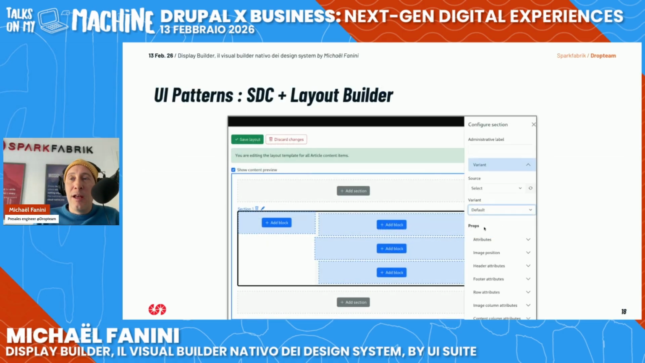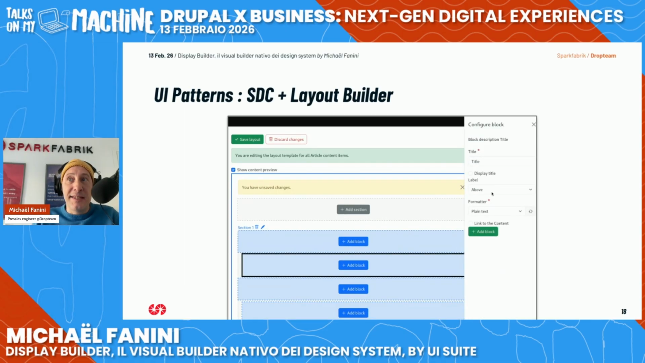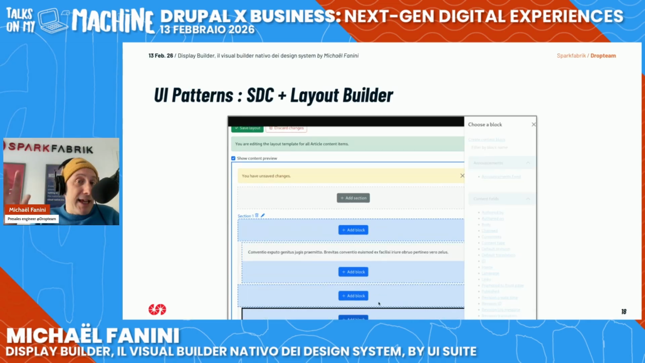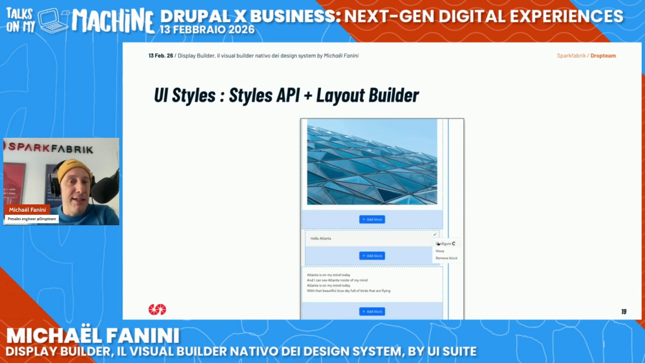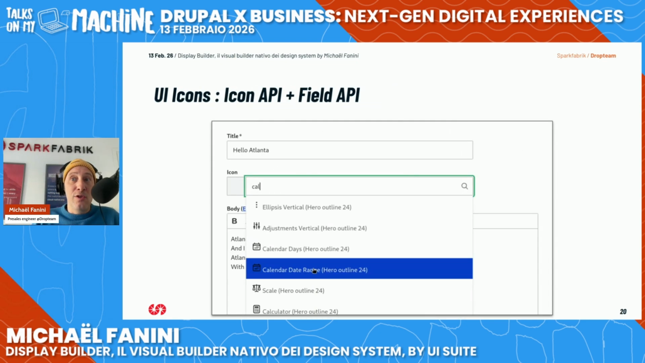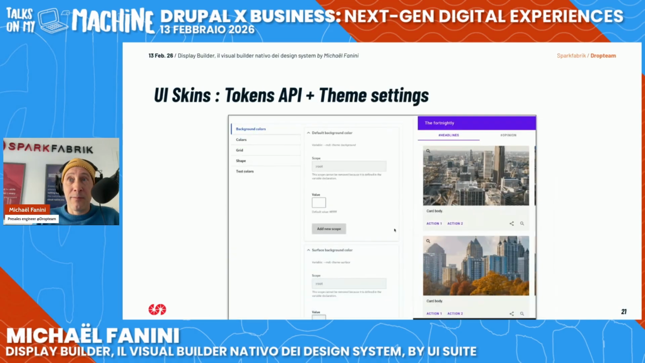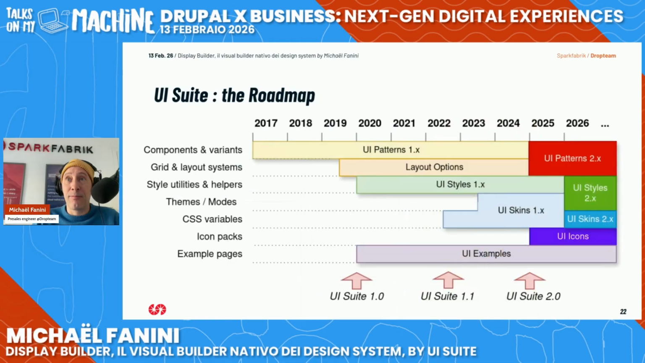So here are some examples. It's like an animated GIF. With UI Patterns, you can use your SDC component inside Layout Builder in a site building experience. With UI Styles, it's the same. You can use the style API directly in Layout Builder. All your styles are available, and you can use them by configuration. I'm showing Layout Builder, but it also works for Manage Display, CKEditor, etc., like I explained before. For UI Icons, it's the same. You can use your icons directly in the field API. And for tokens, you can use them at runtime inside the theme settings. You can change at runtime the color of a primary color, for example.